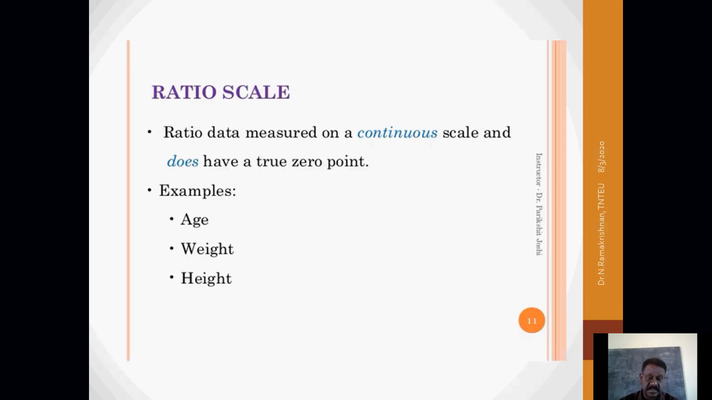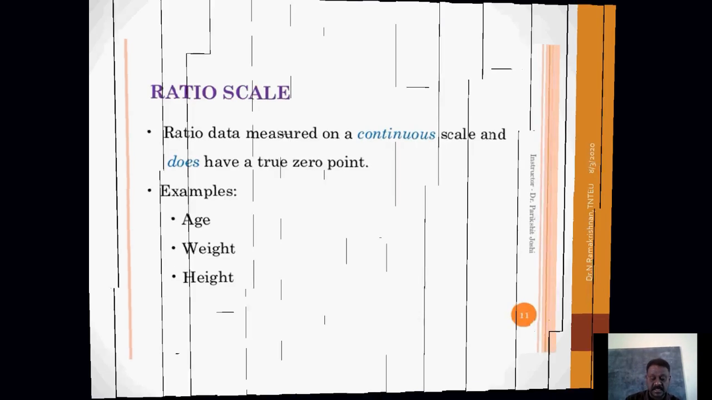But in interval scale, below 0, there were some values. But here in ratio scale, below 0, there are no values, because 0 is a true 0. Whereas in interval scale, 0 is not a true 0. It was an arbitrary one. It was given to denote minus values also. Okay, now I think you could have understood.